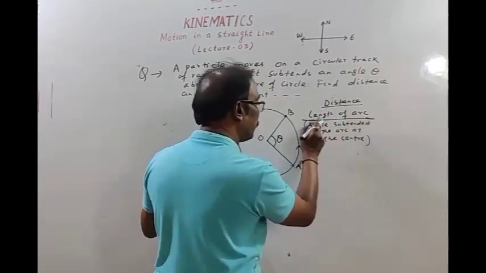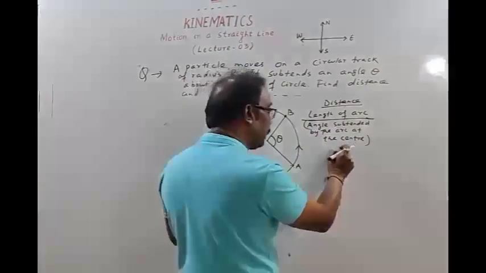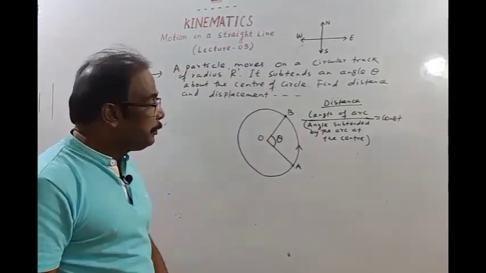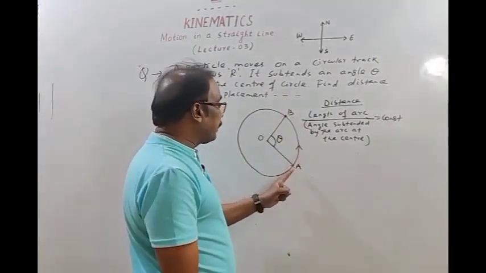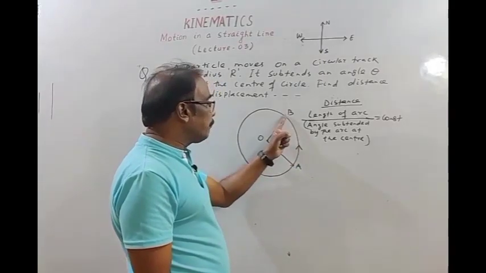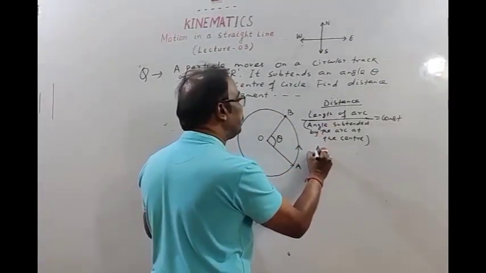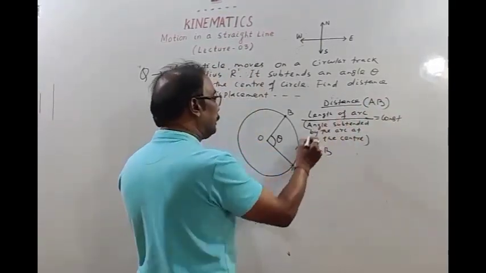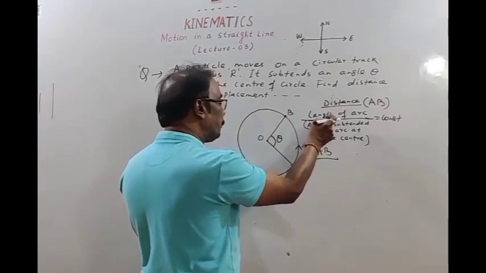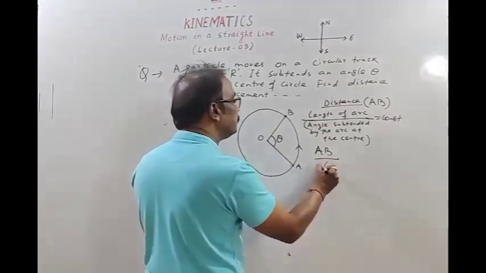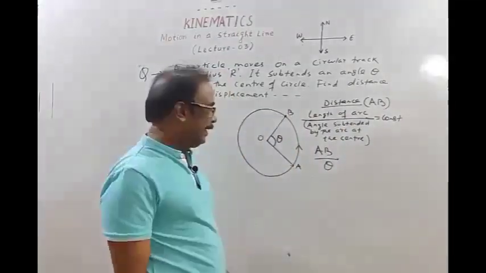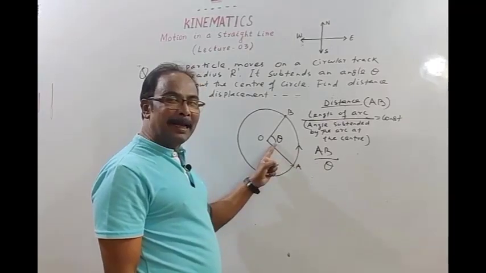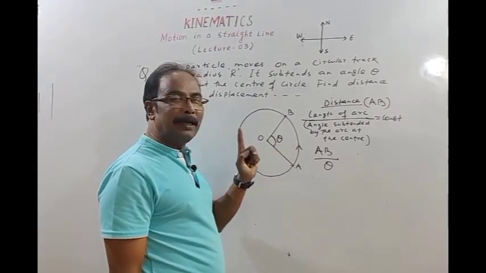The ratio of the length of an arc to the angle subtended by the arc at the center of the circle bears a constant value. When we use this, we have to get the distance, meaning the length of the curved path AB. The length of arc AB is the distance. The ratio of the length of arc to the angle subtended at the center theta is constant.